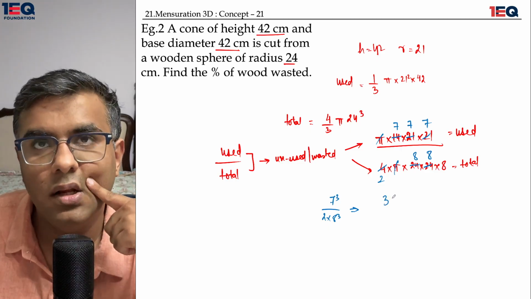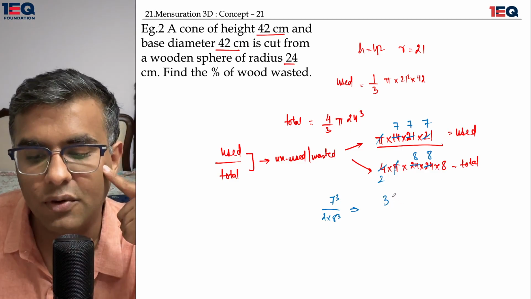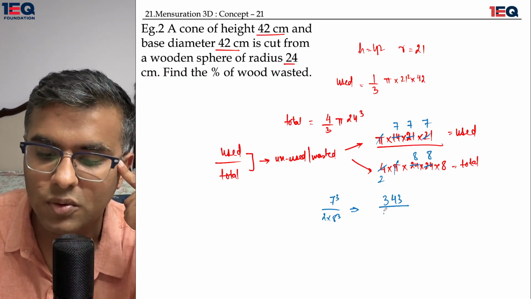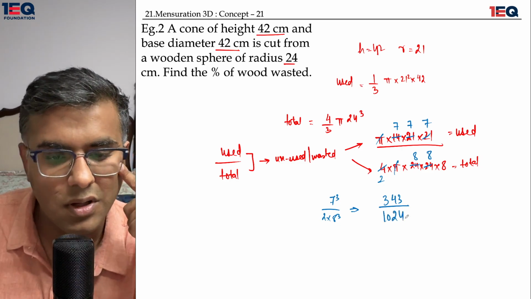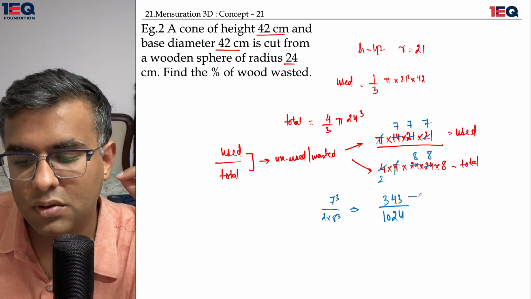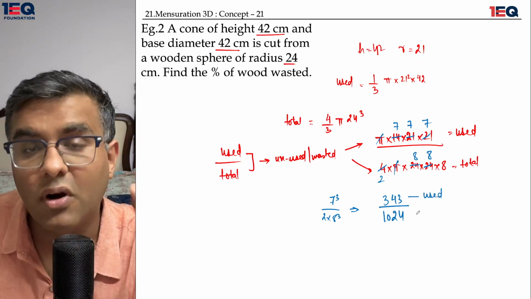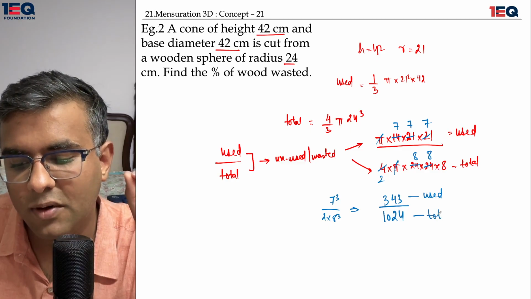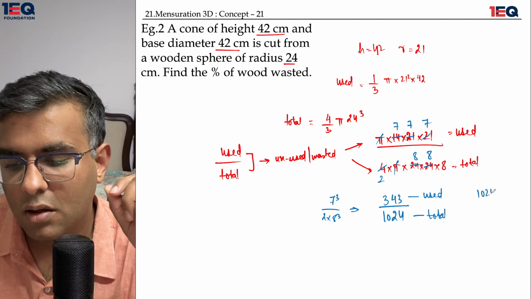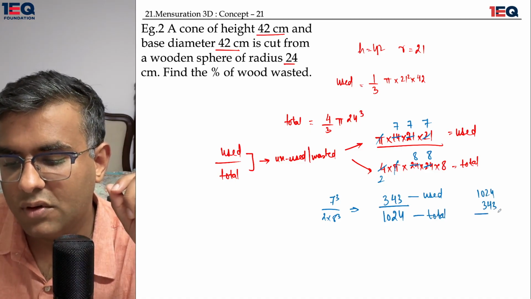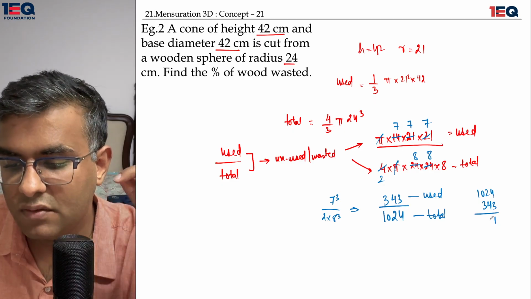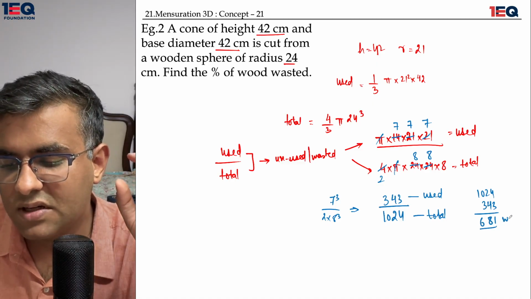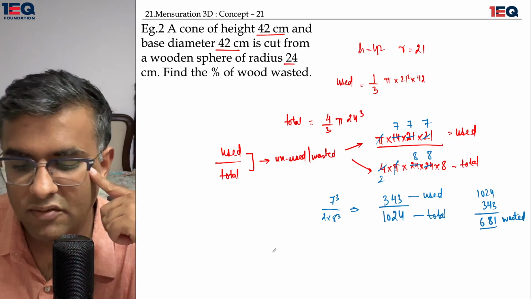Yeah, it's 343, whole upon 8 cube is 512. 512 into 2 is 1024. So this is the numerical value of the wood used, and this is the numerical value of the total wood available. If I subtract 343 out of 1024, I would get 681. So 681 would be the wasted wood.